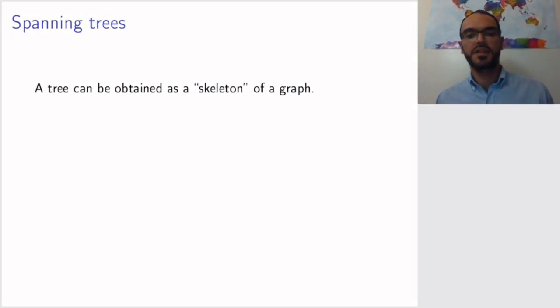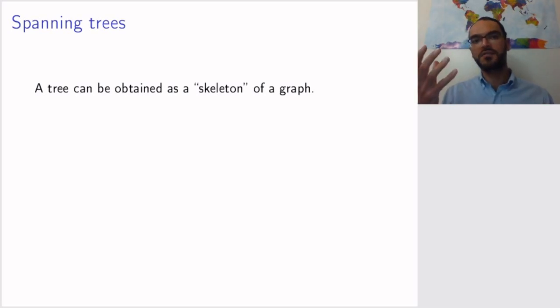Not only are trees interesting and useful in their own right, they give us a lot of information about other graphs. One of the ways they do that is through the concept of a spanning tree. The general idea is that you have a graph and you want to understand the crucial structure of this graph. You want to have some sort of skeleton of that graph. Let's see a picture of how this works.